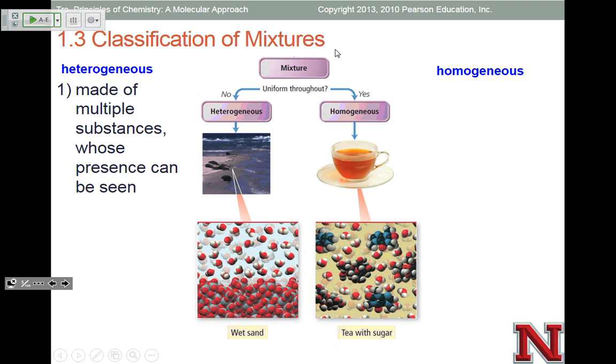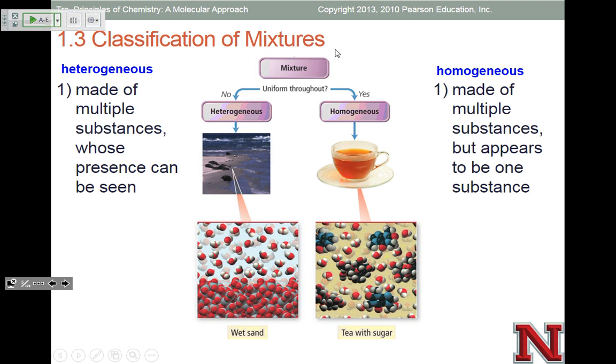You can't tell the difference. Most things we're thinking about are homogeneous mixtures. For example, blood. You look at blood, it doesn't look like a bunch of different things, so you can't separate components out, but it's made up of blood cells, it's made up of hemoglobin, it's made up of a bunch of different things in the blood. So that would be an example of a homogeneous mixture.